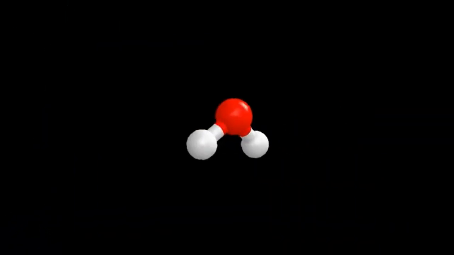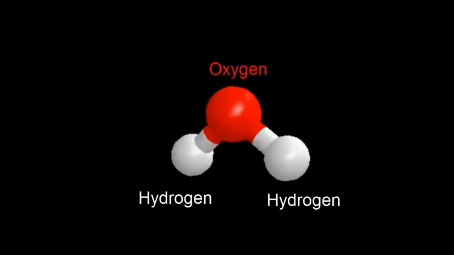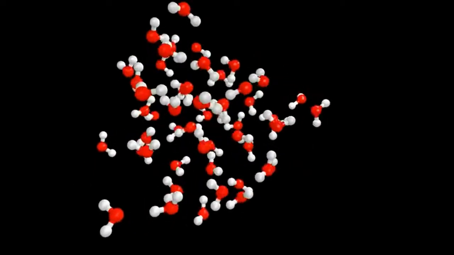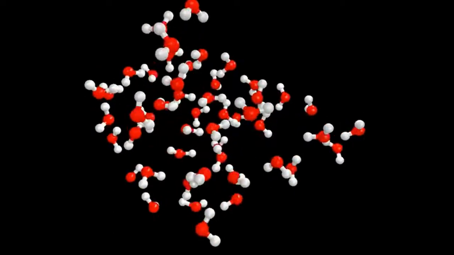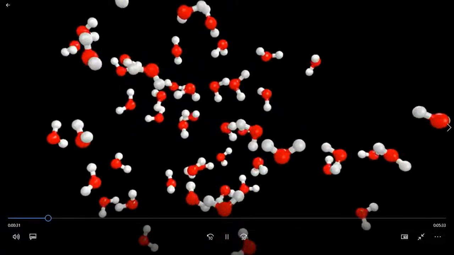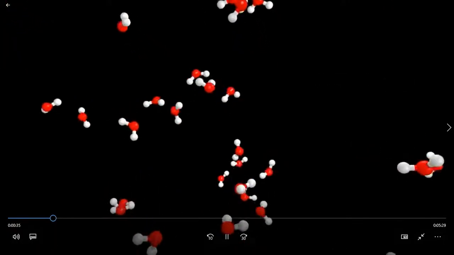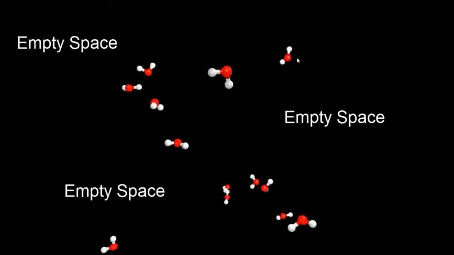So we'll start with the water molecule. The red is oxygen, and the two white atoms are hydrogen. That's H2O. Water molecules are always moving. When we add heat, they move faster, and if we add enough heat, they'll spread out and form a gas. We call that gas water vapor. Note that there's nothing between the atoms here. The black is empty space.